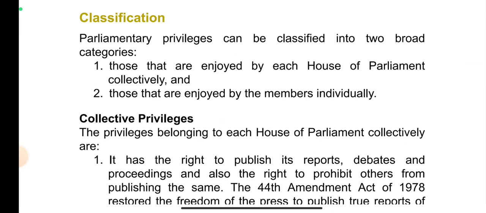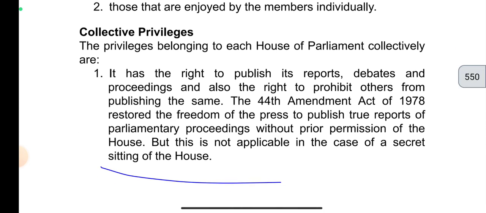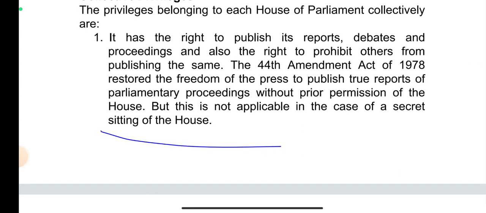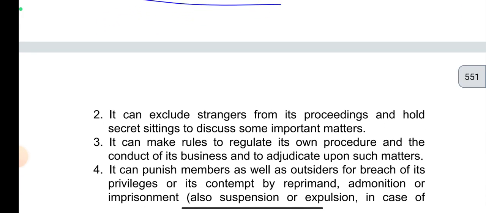Parliamentary privileges can be classified into two broad categories: those that are enjoyed by each House of Parliament collectively and those that are enjoyed by the members individually. Collective privileges. The privileges belonging to each House of Parliament collectively are: it has the right to publish its reports, debates and proceedings and also the right to prohibit others from publishing the same. The 44th Amendment Act of 1978 restored the freedom of the press to publish true reports of parliamentary proceedings without prior permission of the House, but this is not applicable in the case of a secret sitting of the House.